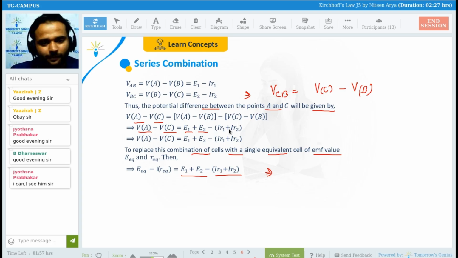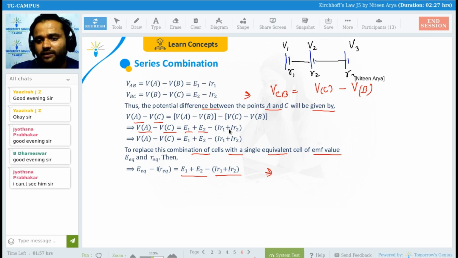The same concept we are going to use. This one is 1, this one is 2, this one is 3. Suppose EMF is the voltage where current is 0, or current does not flow. So understand it this way: this is V1, this is V2, this is V3, and they are connected in series. And in each cell we have R1, R2, R3. Clear? And then this is going to be connected.